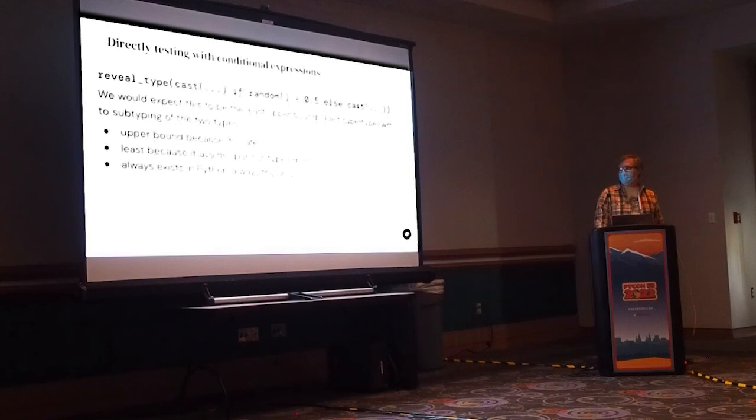Another way to test would be with a conditional expression. We have two sub-expressions. We would expect the type of this to be the so-called least upper bound of the static types of the two sub-expressions. An upper bound is a common supertype, and the least upper bound is the least common supertype according to subtyping. We want it to be an upper bound because that's safe. We want it to be the least upper bound because that will avoid spurious type errors if we try to use this somewhere else. And the least upper bound always exists in Python because we have unions. It's always the union.